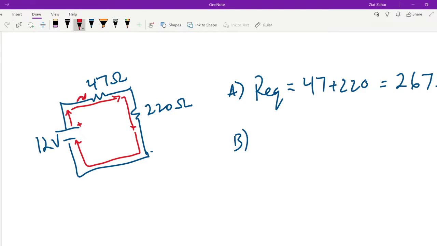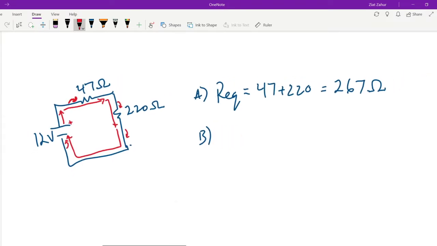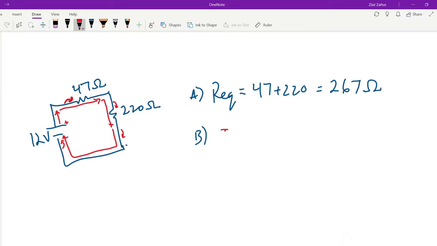So in order for this 47 ohm resistor to get the current, a charge had to move forward. In order for that charge to move forward, the charge over here also had to move forward. The charge over here also had to move forward. So all of them, like a domino effect, move forward like this. And so I2 should be equal to the total current, I total. And I total should be equal to the total voltage divided by the total resistance.